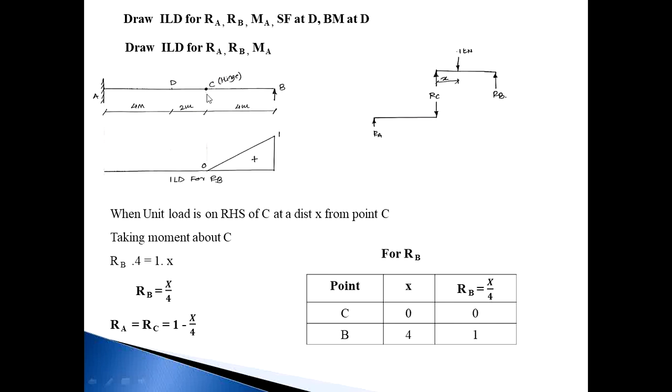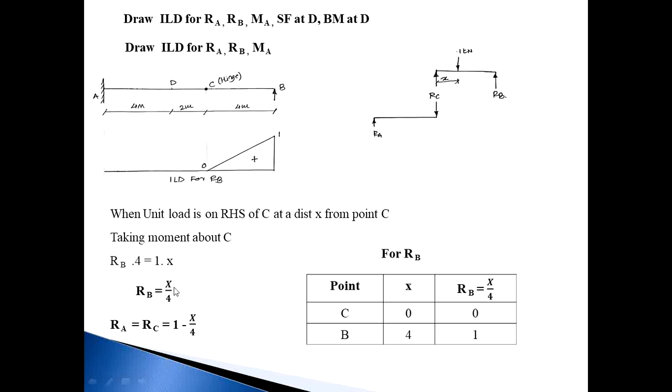Then suppose the unit load is on the right-hand side of C, at a distance of X from point C. I want to find out RB. Taking moment about C, 1 kilonewton is a clockwise moment and RB is an anti-clockwise moment. So 1 into X is equal to RB into 4. So RB is equal to X by 4.